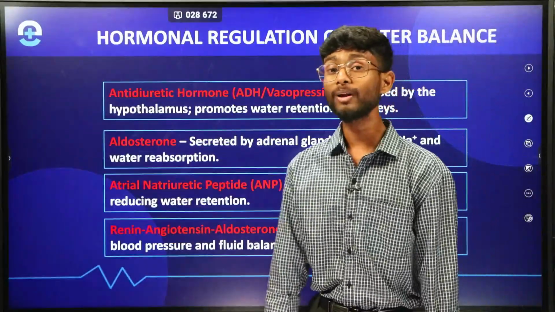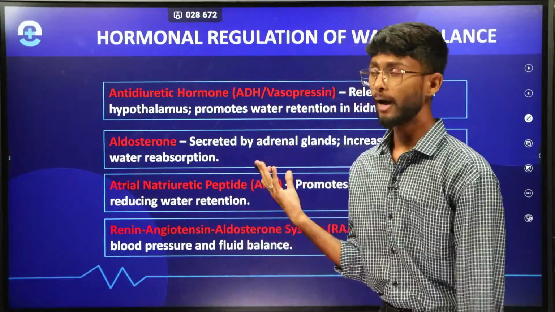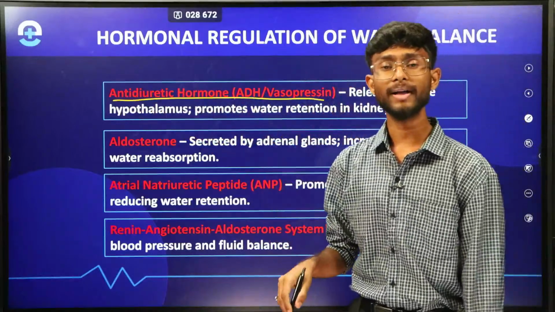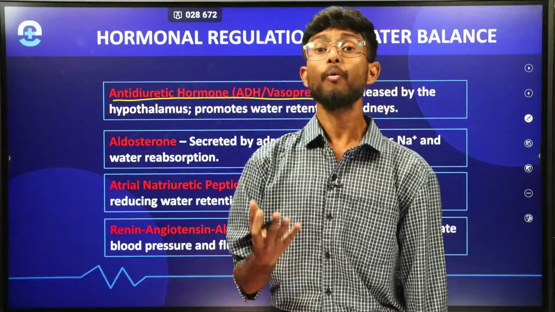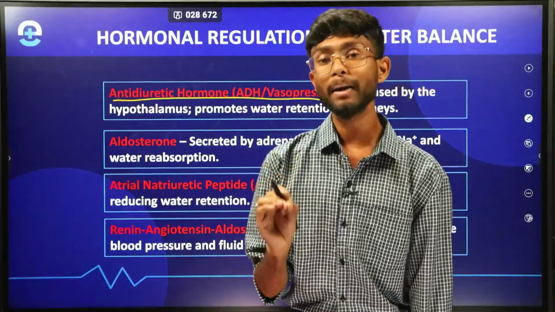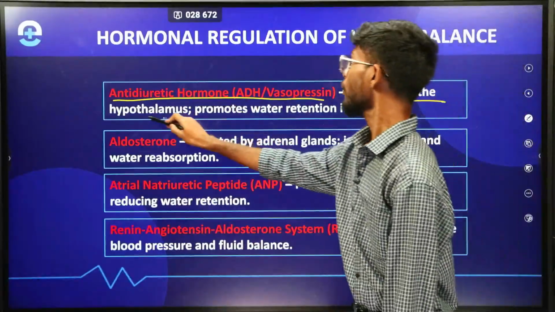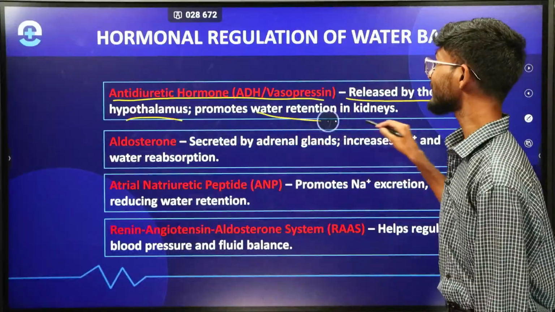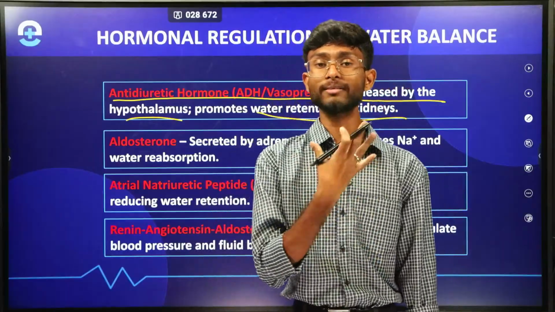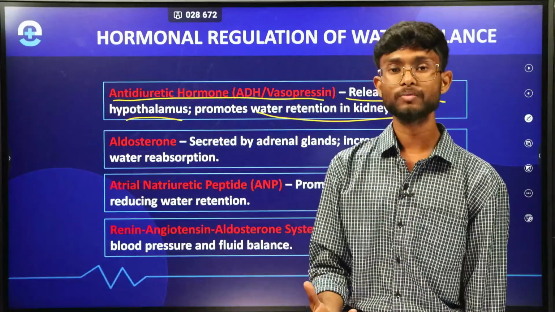Next, hormonal regulation. How the hormones will regulate the body fluid and also electrolytes. One is antidiuretic hormone. You call it the ADH hormone, also known as vasopressin. This is the hormone which is released from the hypothalamus, and it promotes water retention in the kidneys without accumulating unnecessary water which is not required by the body. The kidney eliminates the waste products which are not required.